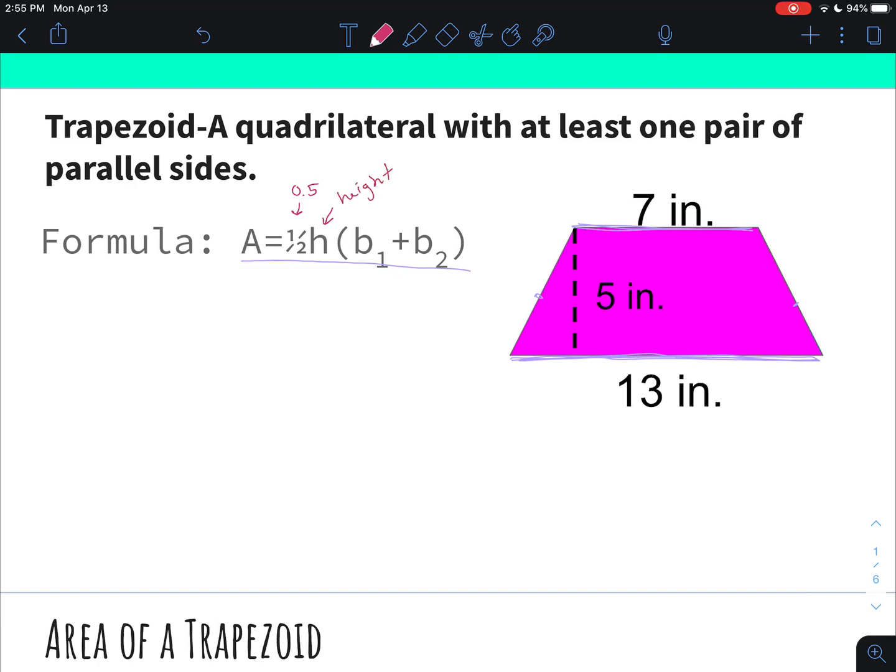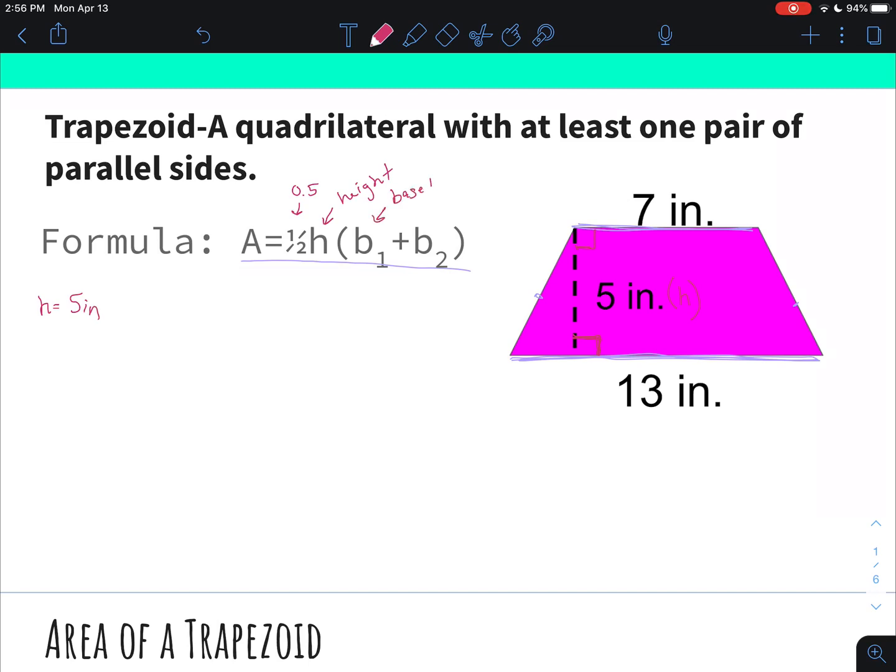The h is the height of the trapezoid, and always keep in mind the height of the trapezoid makes a 90-degree angle, or kind of like a corner, with your bases. So in this situation, the height is going to be 5 inches. So I'm going to write that down.